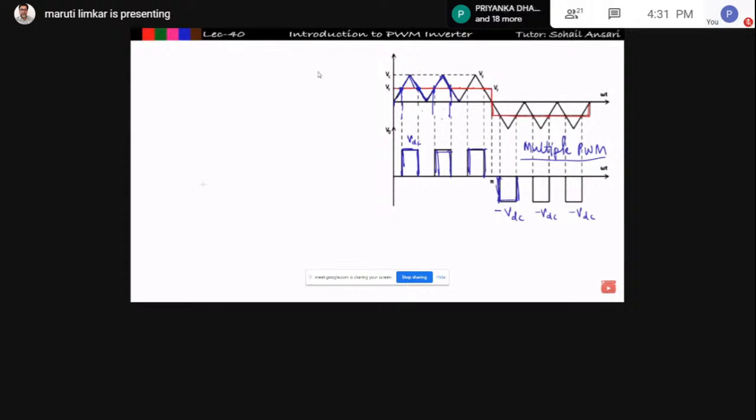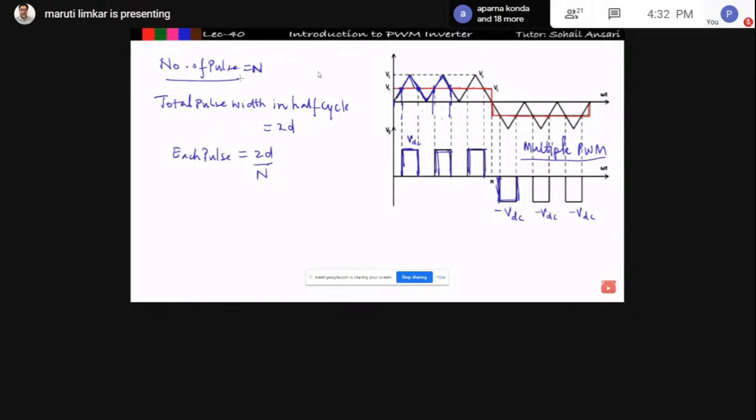Now the question arises: how to find the number of pulses? I denote the number of pulses by n. We are getting 3 pulses, which means I am getting 3 cycles of the carrier wave here. So let us understand the total pulse width in a half cycle. I already explained that it is equal to 2D. So each pulse width is equal to 2D upon n, where n is the number of pulses. Means the width of each pulse will be equal to 2D upon n.